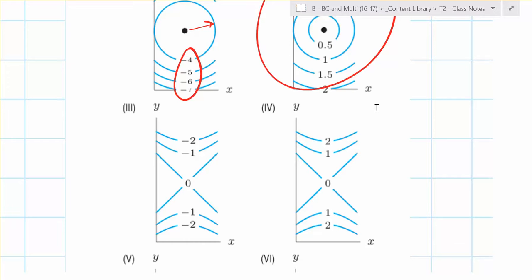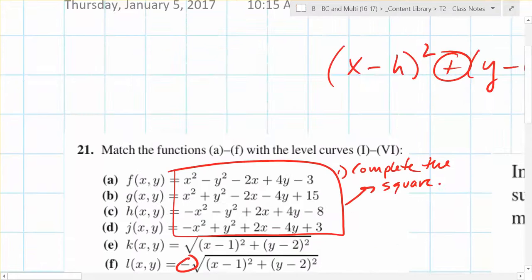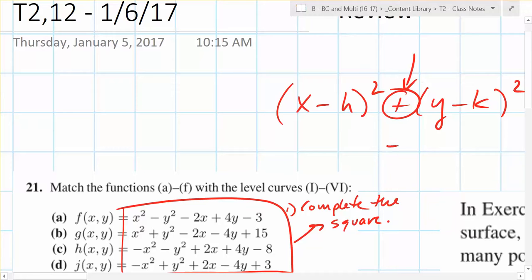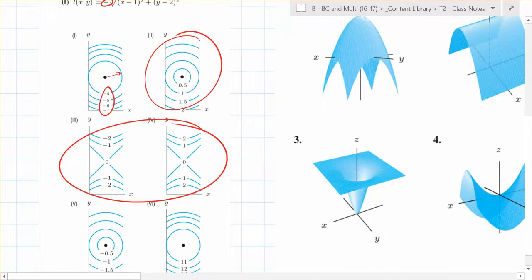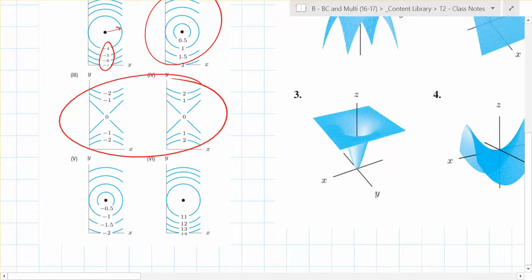Kind of makes sense? So when you complete the square, you're going to first look at which ones are positive and which ones are negative, and then you can figure out which ones are the hyperbolic paraboloids and which ones are the circles. So you match those two and get it down to 4. Just eliminate one by one. Kind of makes sense?